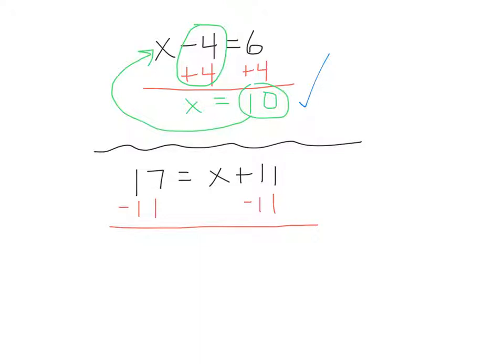When I subtract 17 minus 11, I get 6. On the right-hand side, I am just left with my x. So now, 6 is equal to x, or I could be saying x is equal to 6. Once again, I can put that back into the original equation and make sure that it does work.